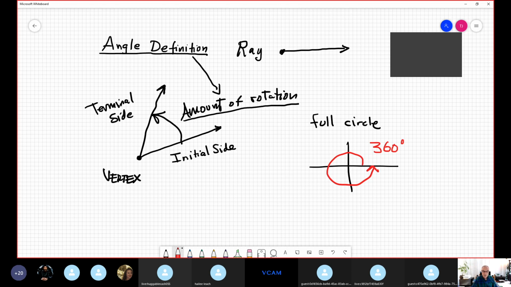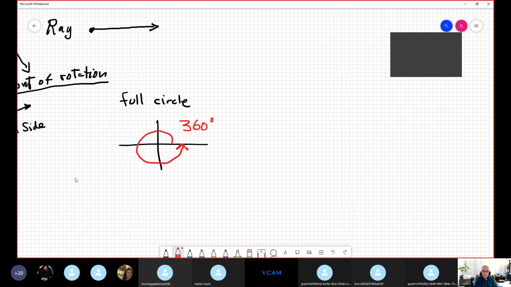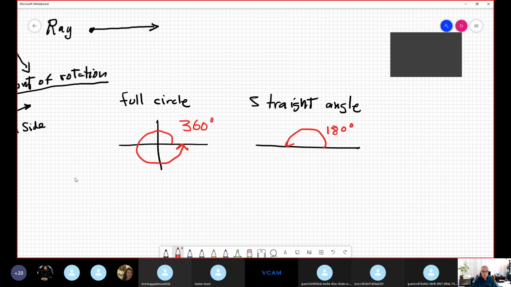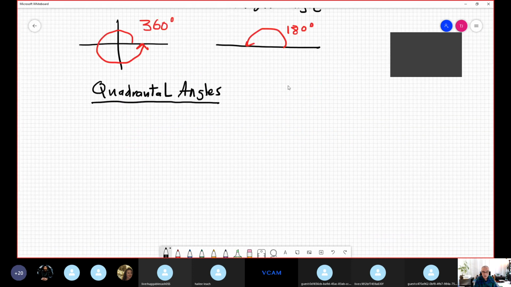We have another important case, the straight angle. It is 180 degrees. And in general we have quadrantal angles. This is the name definition, you know. Quadrantal angles are angles that are coincident with the axis.